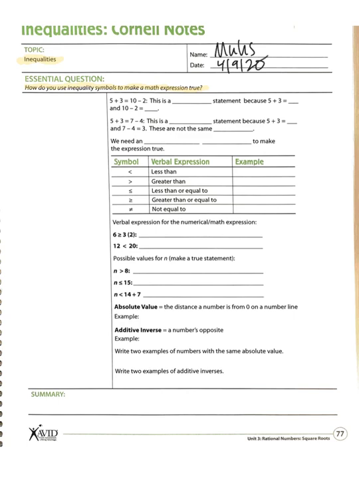Okay, so to get started, we have two statements here. So we have one and two, yeah? All right, so 5 plus 3 equals 10 minus 2. This is a true statement. True, because 5 plus 3 is 8, 10 minus 2 is also 8.